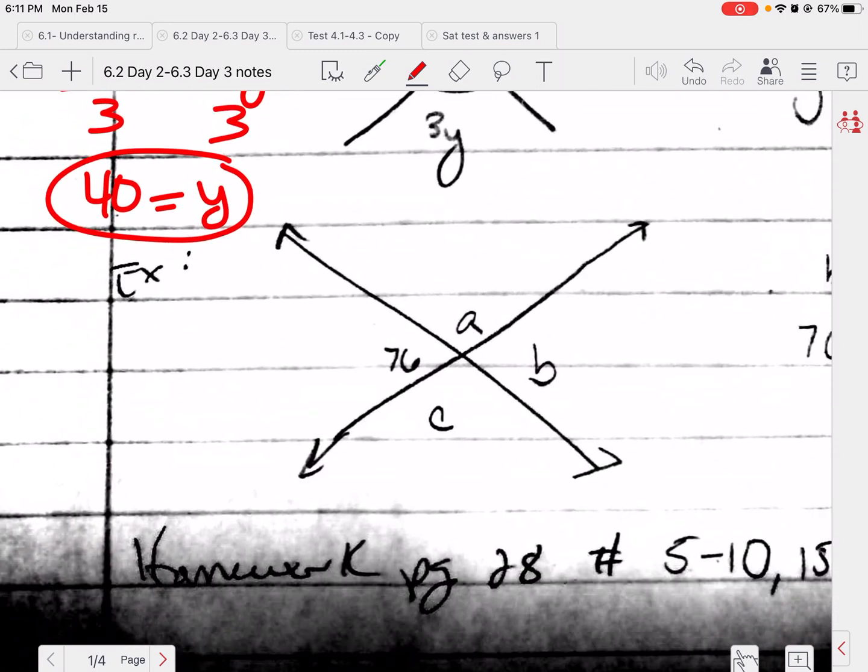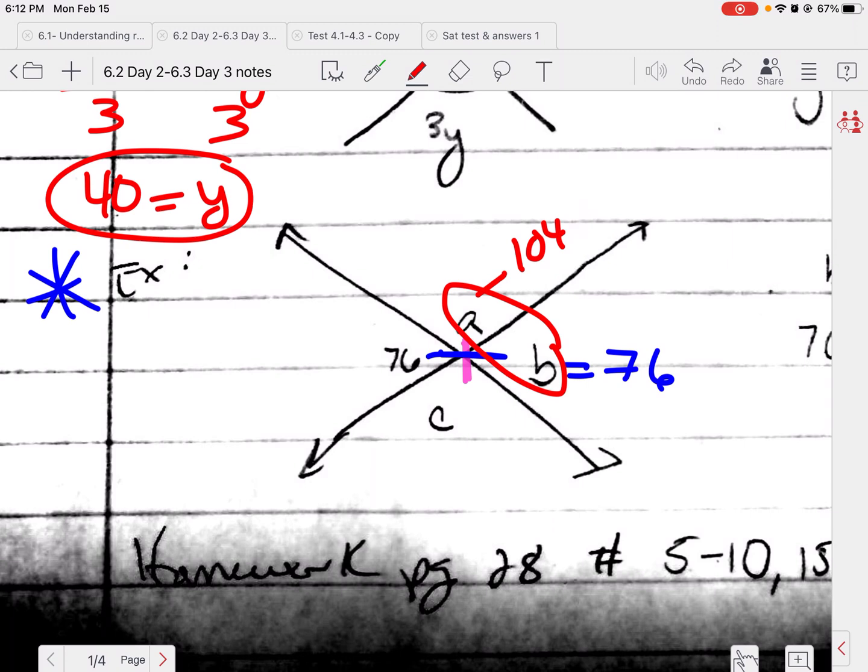Now this one, we want to be able to solve all these different ones. So why don't you go ahead and try and tell me what A, B, and C are. Well, I know that B has to equal 76 because it's a vertical angle to the angle 76. But since I don't know what A and C are, I have to figure out what one of them is. I'm going to use my old rules, and I know that A and B have to add up to 180. So in order to get angle A, I can do 180 minus 76 and get 104. So angle A has to equal 104 degrees.